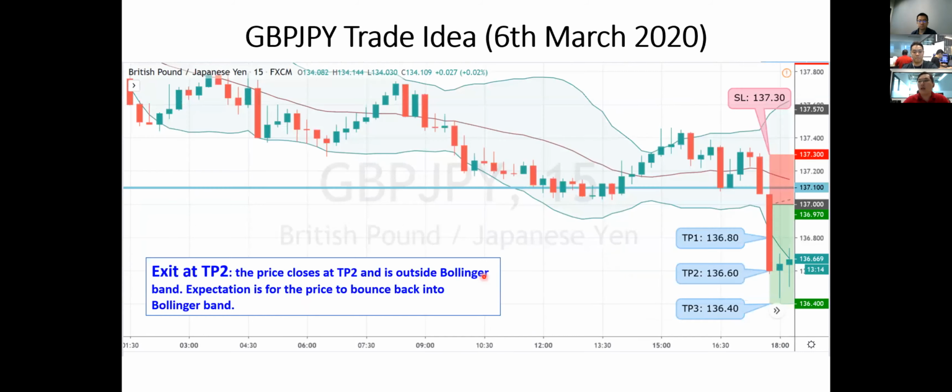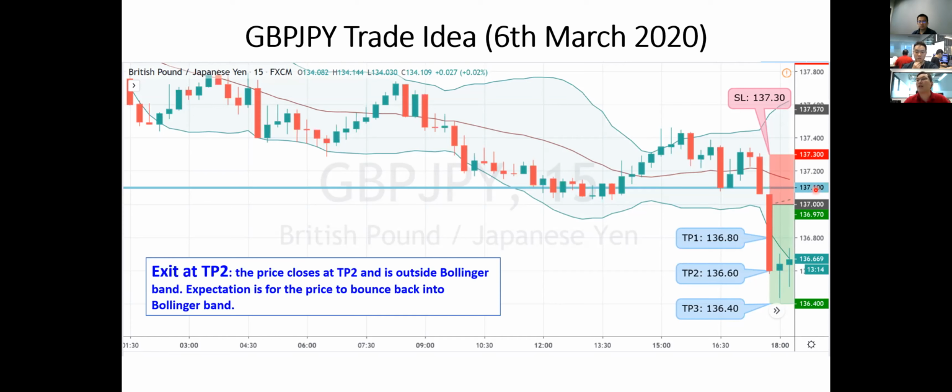What happened? You can see that I exited at TP2. One of the reasons was that it was a very fast move within 15 minutes. It went to TP2 and was outside the Bollinger Band. We know that when we're outside the Bollinger Band, there is a high chance that price could go back into the Bollinger Band. That's why I decided to close it. It's a good target to exit at take profit 2. So this was also a very nice trade, and overall it continued to move on.